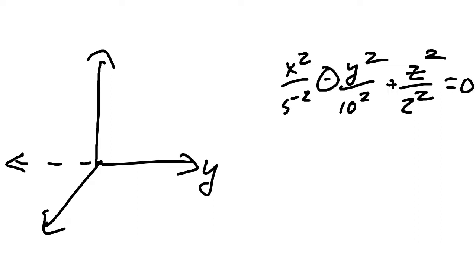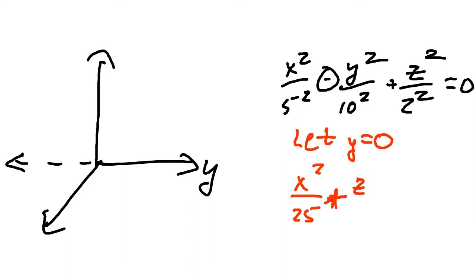So let's let y equal 0. If y equals 0, then I get x squared over 25 plus z squared over 2 squared, or 4, equals 0. The only way this is ever going to work is if x and z equal 0. So basically that gives me the origin.